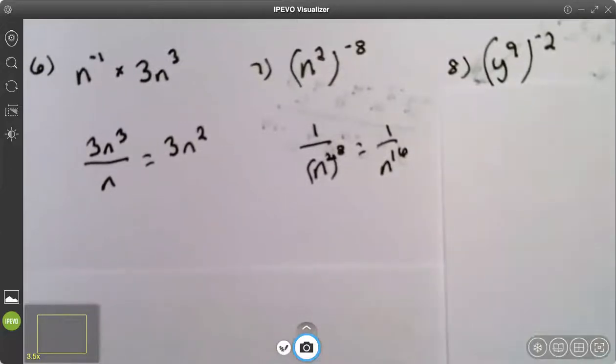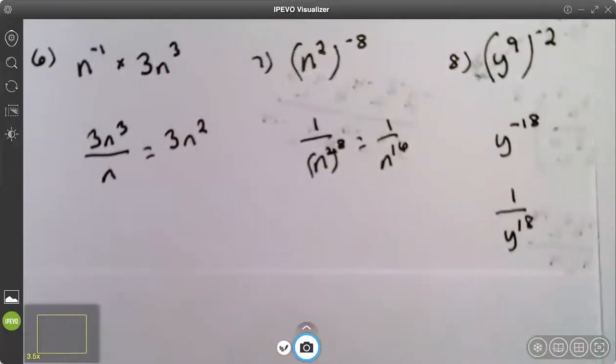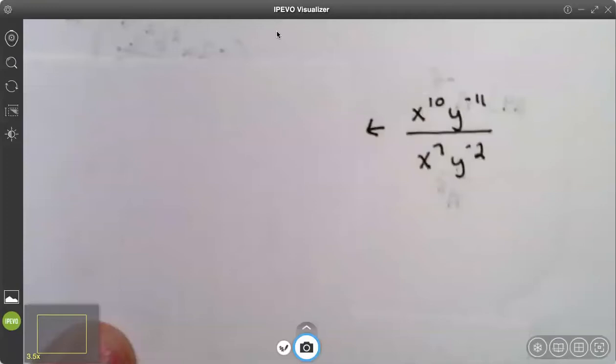Number eight, just like number seven, has two ways to do it. This time I chose to multiply, get negative 18, then flip it, write the reciprocal, move it down. However you look at that, you get 1 over y to the 18th. This is number nine.